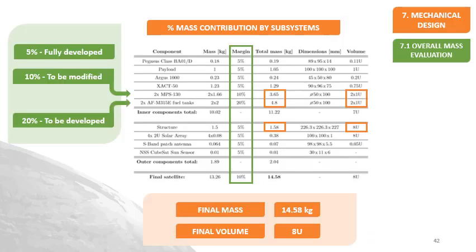Once all the components have been set, they must be divided into inner and outer components. Also, certain margins have to be defined depending on the maturity level of the technology. All in all, the final mass of the spacecraft will be around 14 kilos, needing an 8 units platform.